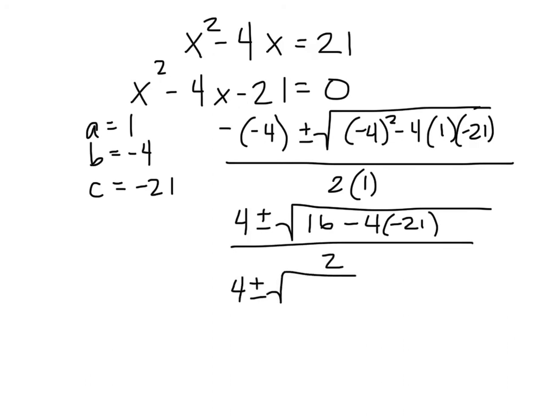Okay, 4 times 21 is 84. So 16 plus 84. See the minus negative there? Minus negative. Comes out to, is that 100, I think? 84 and 16, yep, 100.